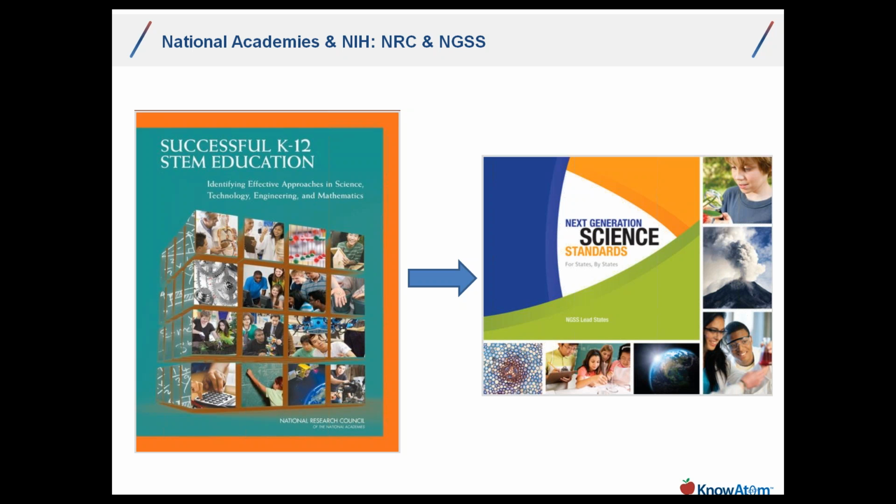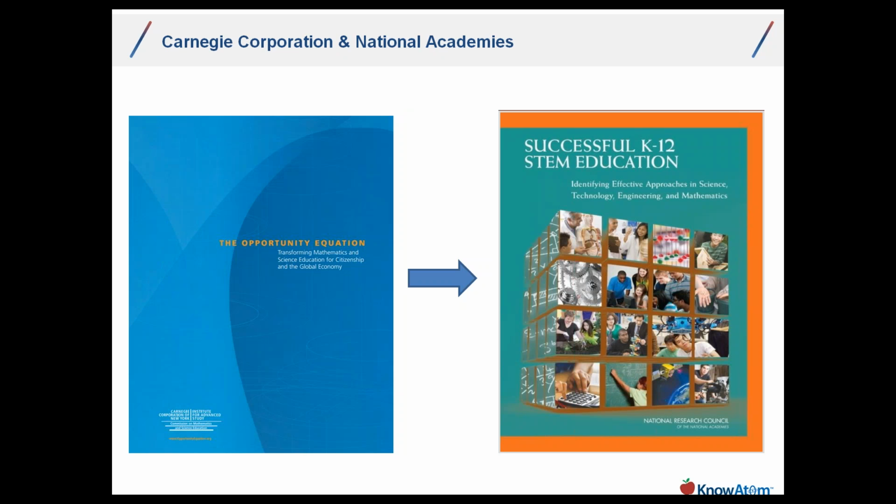And these are all free, by the way. You can go online, just Google the name Successful K-12 STEM Education, and you can download the report for free. And I'd recommend you do it because it really helps bridge the gap. The Opportunity Equation is a free report as well. It will bridge the gap for you in terms of where all this came from.